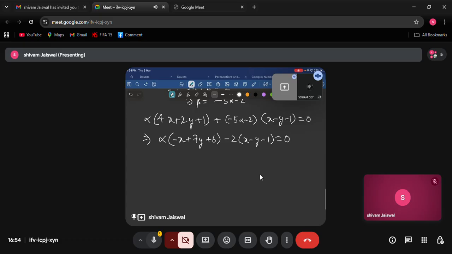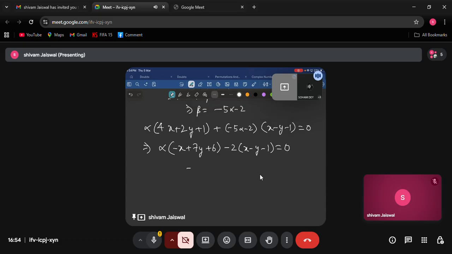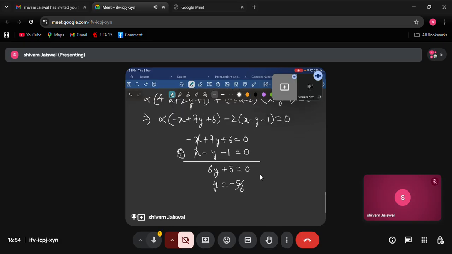We need to solve these two equations simultaneously. Minus x plus 7y plus 6 equal to 0 and x minus y minus 1 equal to 0. Adding these two equations, x gets cancelled. I am getting 6y plus 5 is equal to 0, so y is minus 5 by 6. Substituting in the second equation, x plus 5 by 6 minus 1 equal to 0, so x equals 1 by 6. The point is (1 by 6, minus 5 by 6).